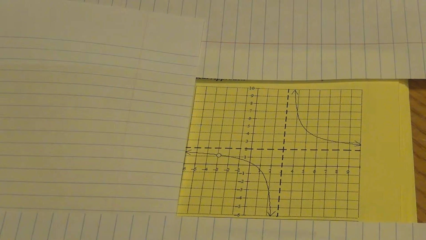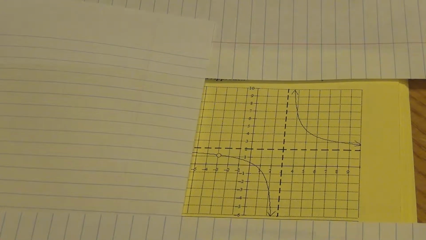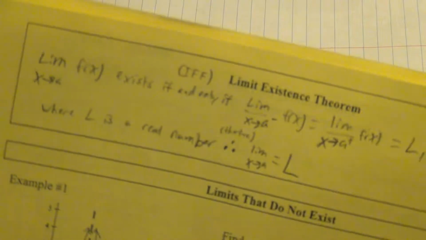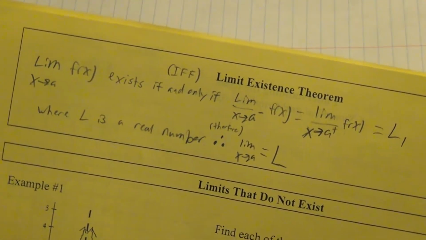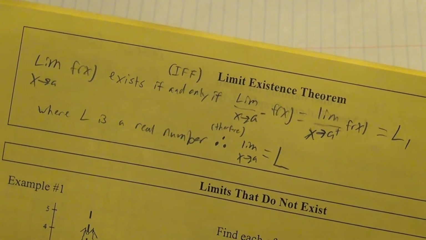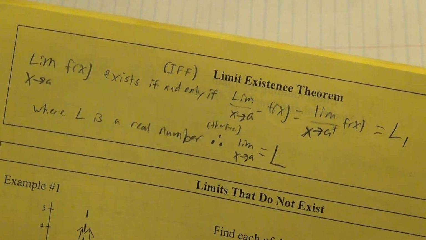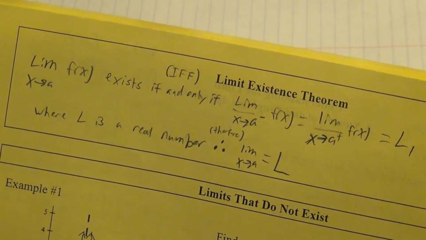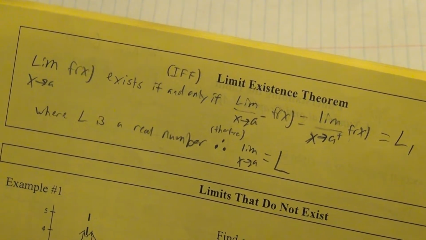A limit is just a way of asking where's the graph going at a certain point. There's a couple of rules that need to be stated about a limit first, and those rules are stated plainly. A little theorem word box saying the limit as x approaches a of f of x exists if and only if the limit as x approaches a from the left of f of x is equal to the limit as x approaches a from the right of f of x.